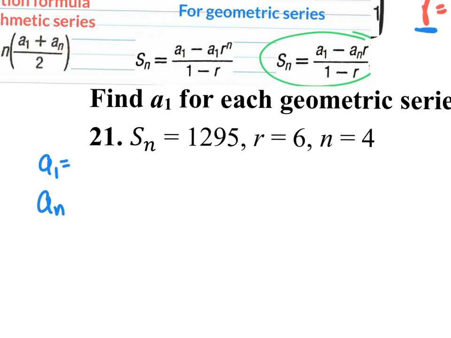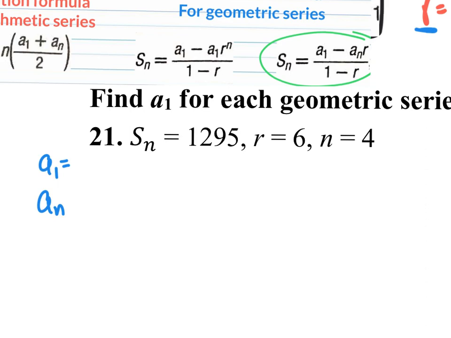Okay. Now on this formula you need a sub 1, which they don't give us, but there is no a sub n right here. There's a, r, which we have, and there's n, which we have. So in other words, over here, for us to use this formula, we need a sub 1 and a sub n, and those are two unknown values. But on this one, we have everything except for a sub 1. So that's only one unknown.